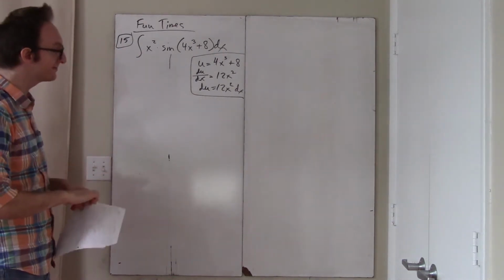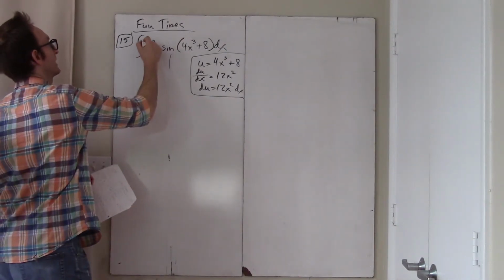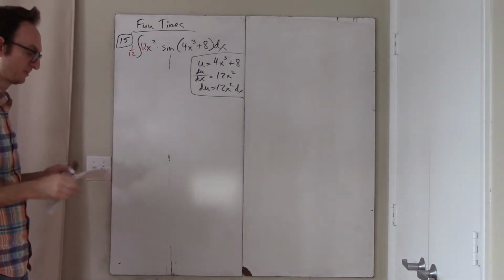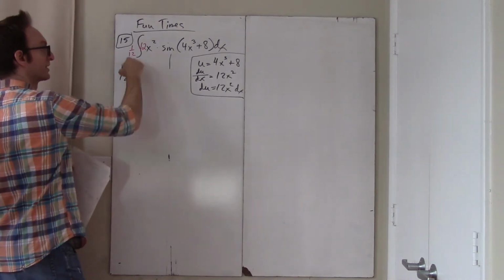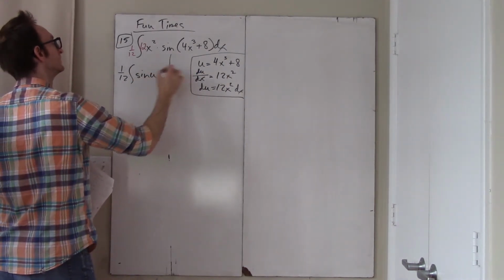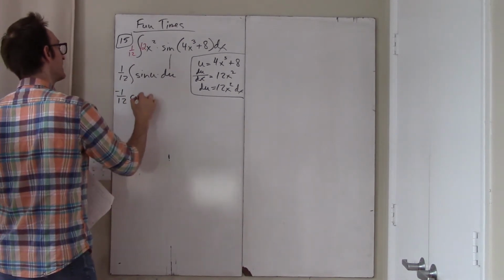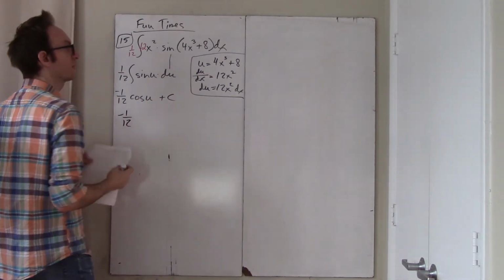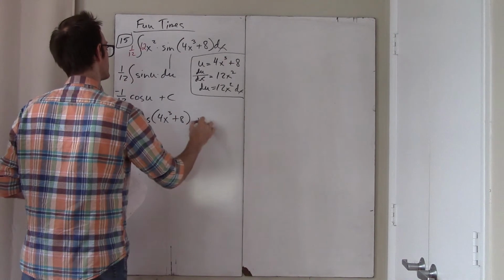and I don't have 12x squared dx, I just have regular x squared dx. So I stick in a 12 and put a 1/12 on the outside to cancel that action. And so this whole problem becomes 1/12, 12x squared dx is du, and so we get sine u du. Now just, do you know the antiderivative of sine u? It is negative cosine u plus c, and so the answer to this problem is negative 1/12 cosine of 4x cubed plus 8 plus c.